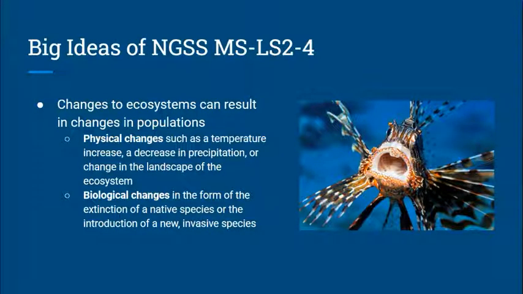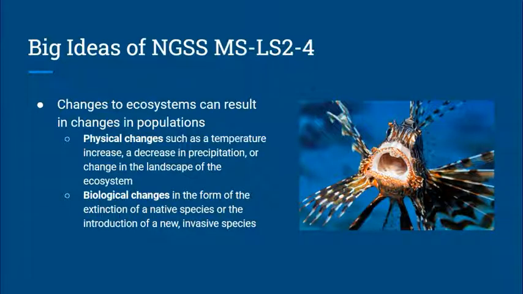So the big ideas of this standard are about the changes to ecosystems resulting in changes in populations. And in the standard, it mentions physical changes. So these could be changes such as a temperature increase or decrease, a decrease or increase in precipitation, change in the landscape of the ecosystem.